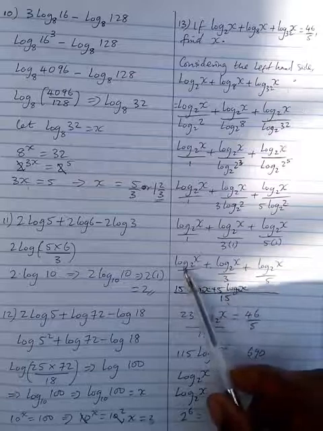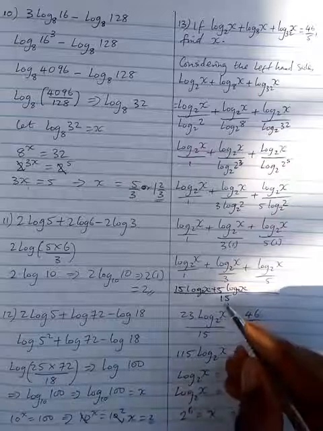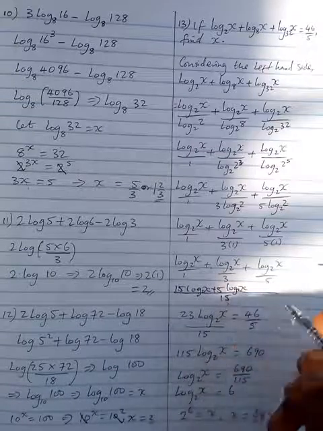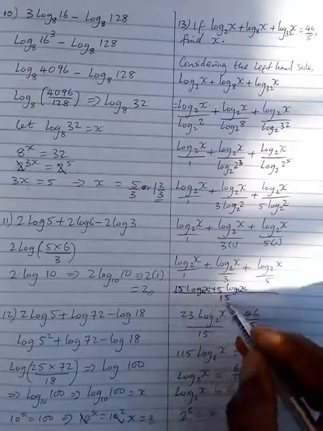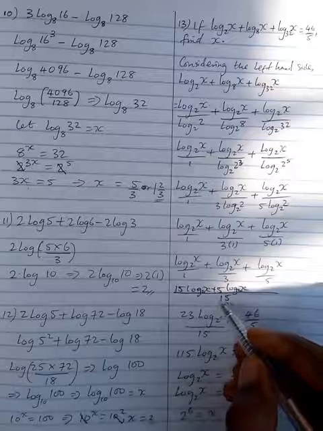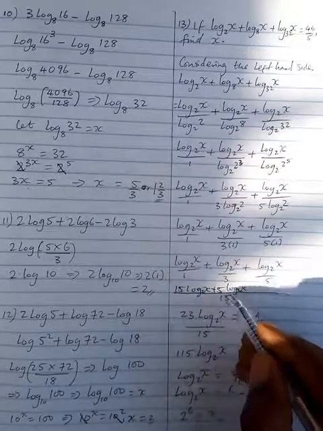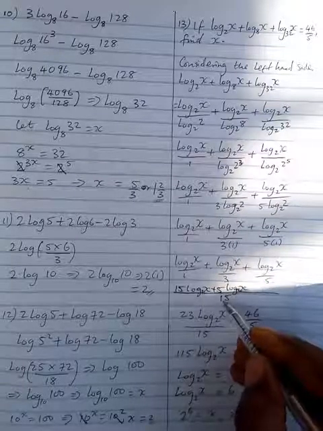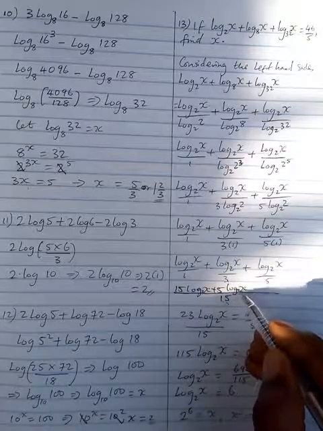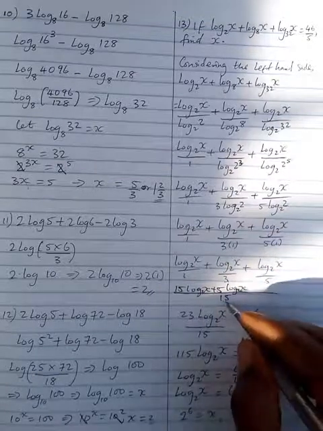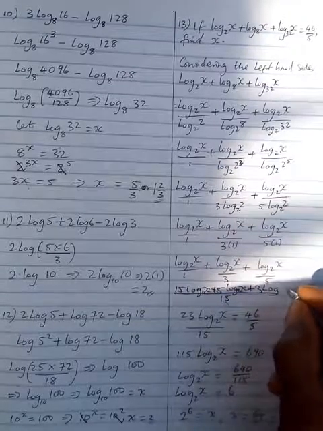Now at this point, having this fraction with plus, whether you have plus or minus, what you have to do is apply the LCM. The LCM of 3 and 5 is equal to 15. 15 divided by 1 is 15, so 15 times this is 15 log s base 2. Now 15 divided by 3 gives us 5, so 5 times this gives us 5 log s base 2. Then 15 divided by 5 gives us 3, so 3 times this gives us 3 log s base 2.